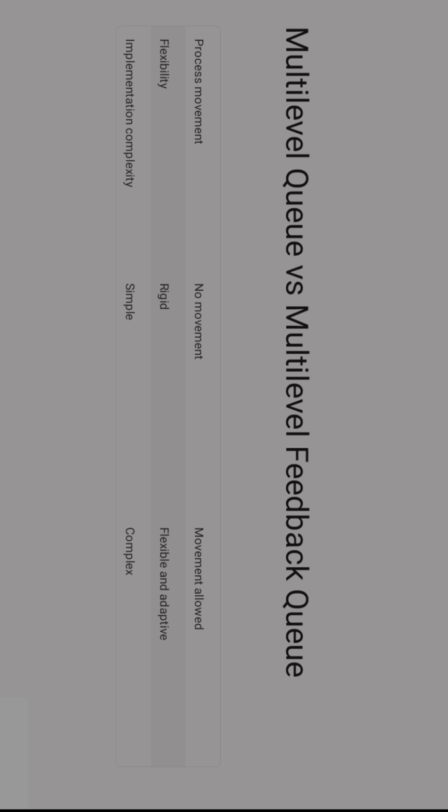Ideal: multi-level queue is a static system and multi-level feedback queue is a dynamic system. MLQ is like a strict army camp. MLFQ is a flexible school. Each has its purpose, but MLFQ is more modern and practical.